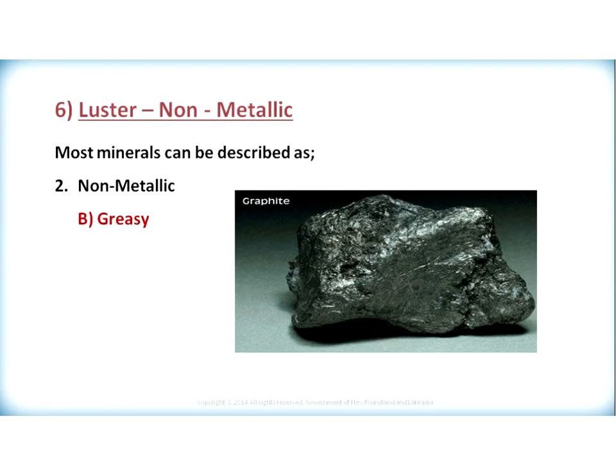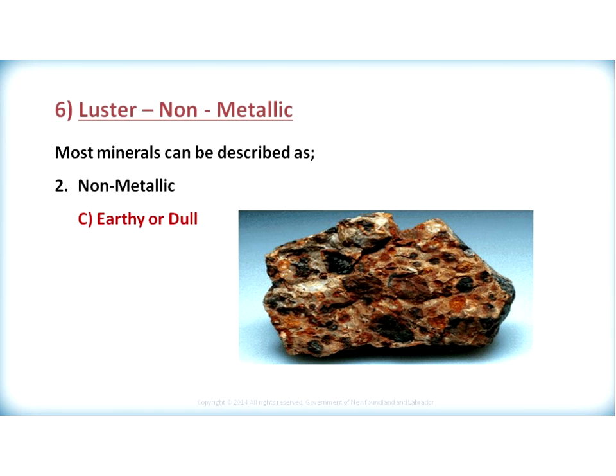Another non-metallic luster is called a greasy luster. A greasy luster is demonstrated by graphite. Graphite appears as if the surface is a gray, greasy color, and it is actually fairly slippery when picked up and held in your hand. So graphite would demonstrate a greasy luster.